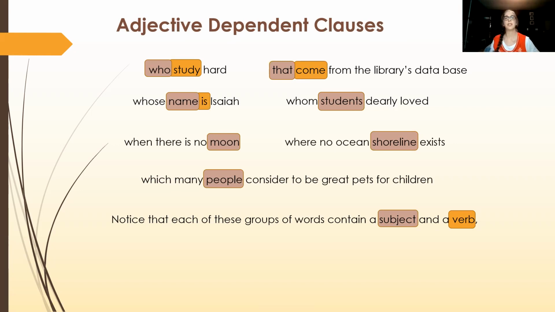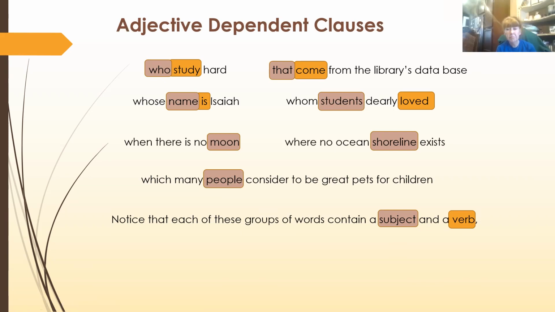Students want to know, when do I use who and when do I use whom? The difference is you use the word who if it is the subject of the verb, if there is no other noun in that clause to be the subject. Like, look at this, whom students dearly loved. Here we have a noun inside that clause that is the subject of the verb. Therefore, I'm not going to use who, I'm going to use whom. Who is the subject, whom is not. It's really that simple.